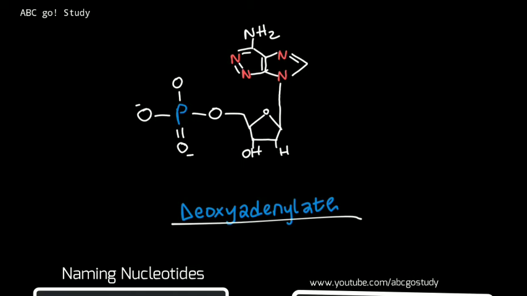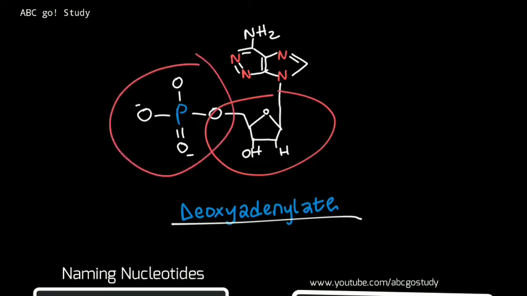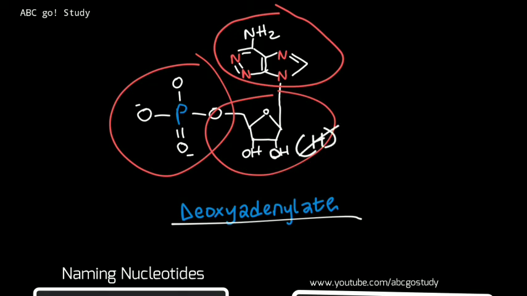Now let's move to naming nucleotides. If you check this diagram, the presence of adenine, deoxyribose as the sugar, and the phosphate group that you can see here signifies that this is deoxyadenylate. Do you understand? Now if I change this H to OH, if I add OH here instead of the H that you had there before, it turns to ribose.